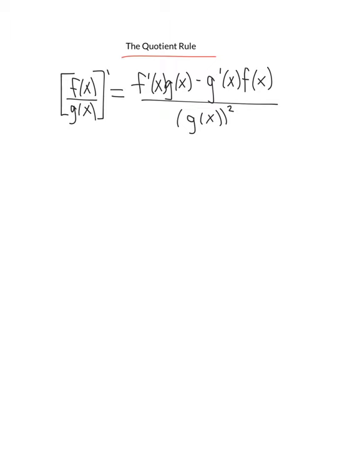So now that I've showed you what the quotient rule is not, it's time for me to talk about what the quotient rule is. So f of x over g of x prime is equal to the derivative of our top function times the bottom function minus the derivative of the bottom function times the top function, all divided by the bottom function squared.